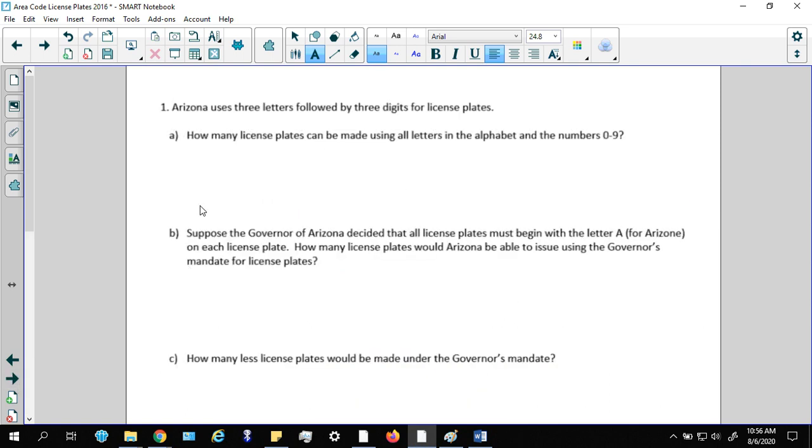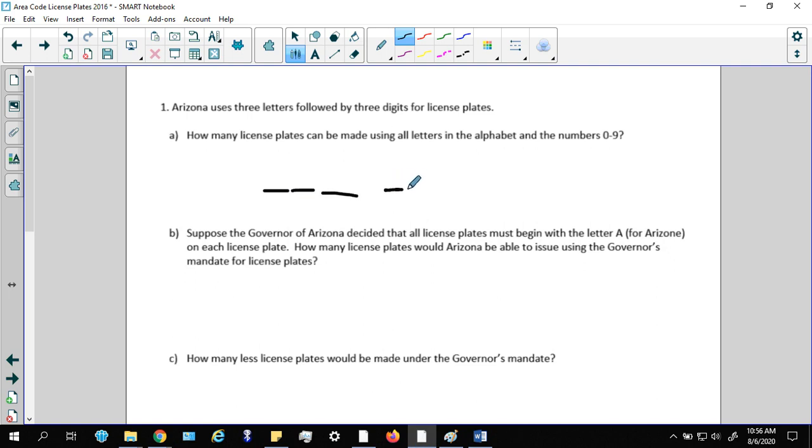So questions that you might be seeing: Arizona uses 3 letters followed by 3 digits. What I recommend with these types of questions is that you draw it out. So 3 letters, and then digit, digit, digit. Draw it out so you know. I like using blanks because when I use blanks, I know something's got to go into the blank.